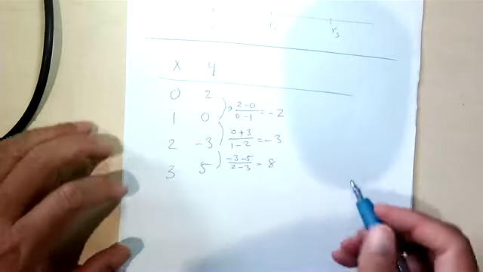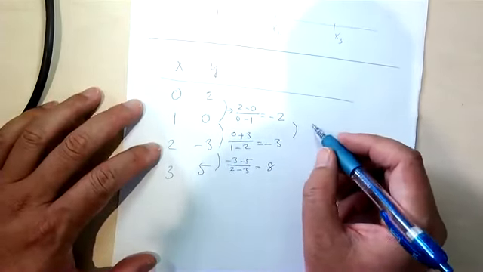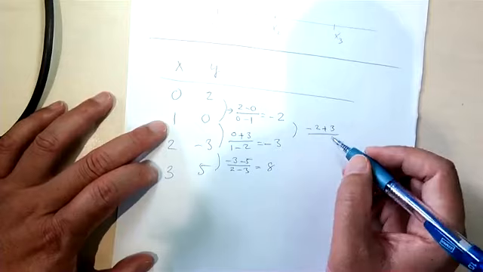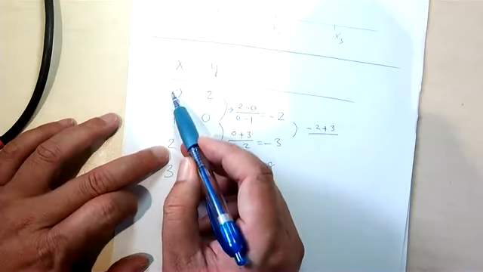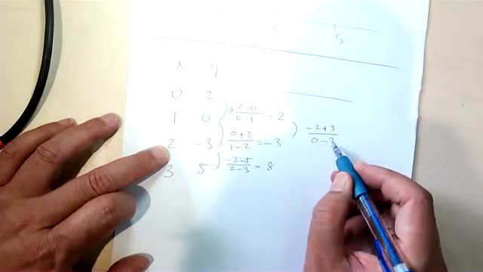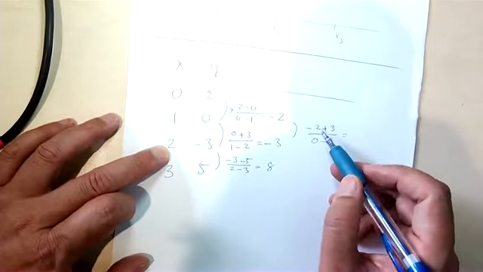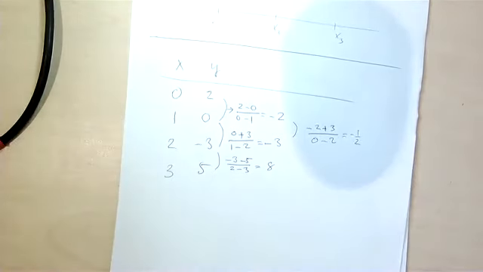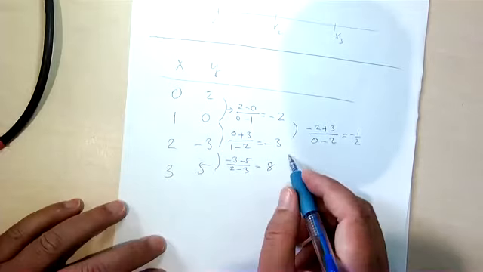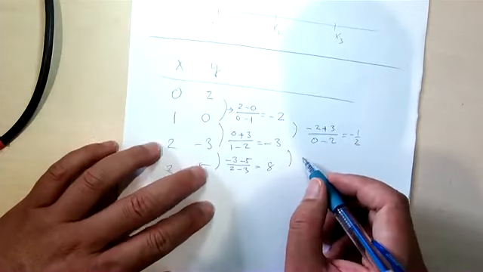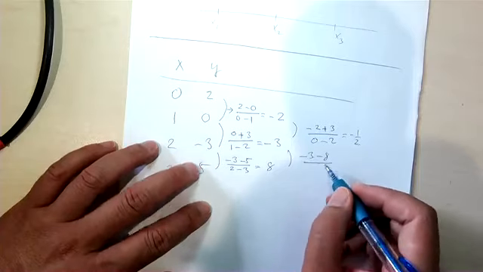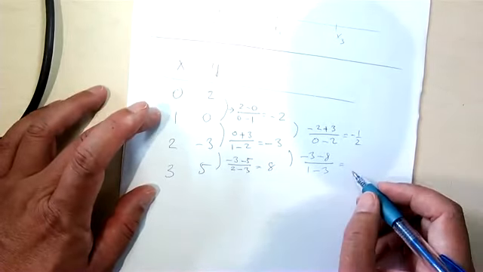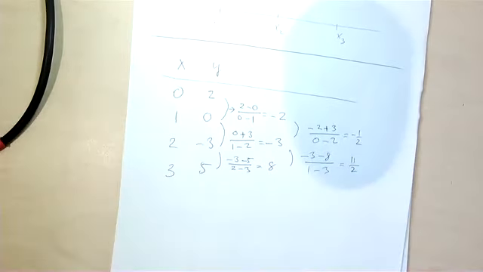Got it? And for this term, then you have minus 2 minus 3, so minus 3 becomes plus 3, divided by, now you have to take 0 minus 2. So it gives you minus 1/2, so that is here, and so on. Now you just do the same. So this one is like you got minus 3 minus 8 and 1 minus 3, so it gives you 11/2, and so on.